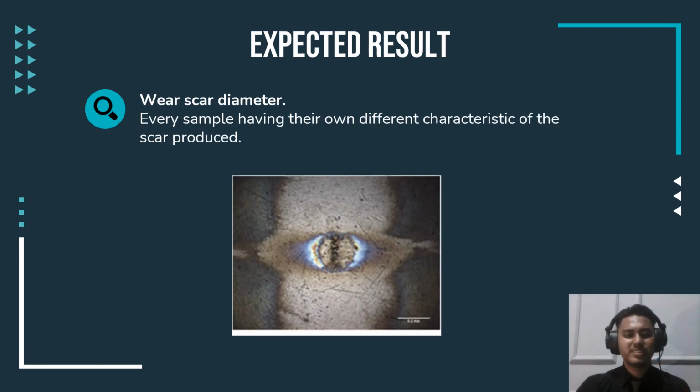Next is the expected result of this project on wear scar diameter. For this analysis, the characteristics of the scar produced are studied in terms of size and shape. Every sample has its own different characteristics of the scar produced. The result on the ball bearing will be measured under optical profilometry. The figure below shows an example of the wear scar that has been produced on the ball bearings in the four-ball experiment.